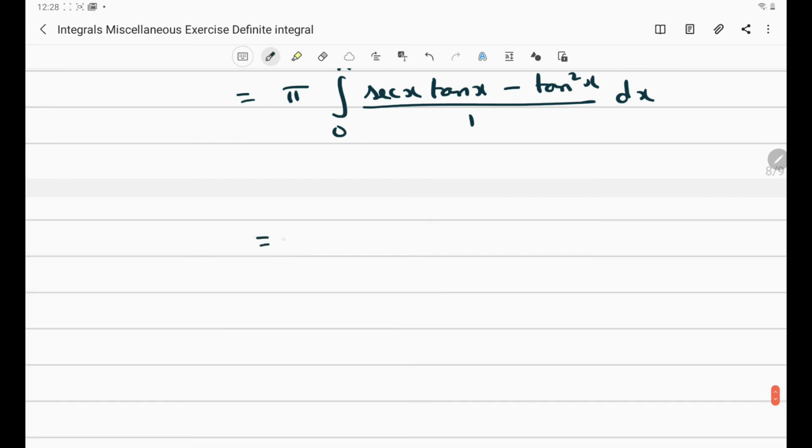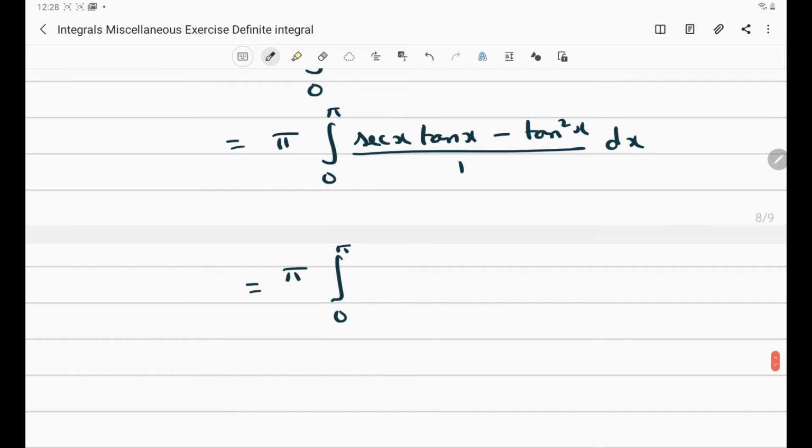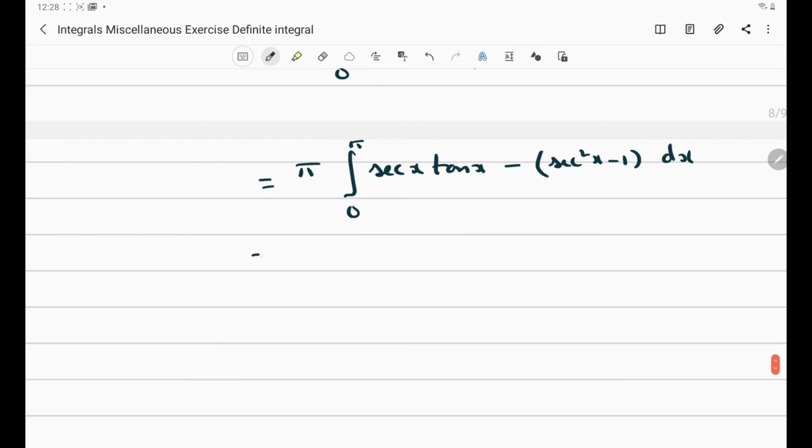So this is equal to pi times integral 0 to pi of secant x tan x minus tan square x. We don't know the integral of tan square x, so we write tan square x in terms of secant square x, as secant square x minus 1, dx. So let's evaluate the integral. Integral of secant x tan x is secant x, minus integral of secant square x is tan x, minus into minus plus integral 1 is x.